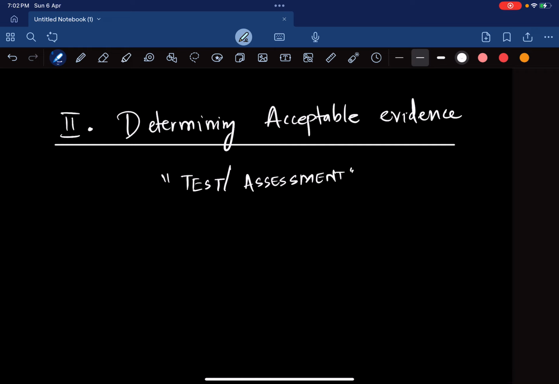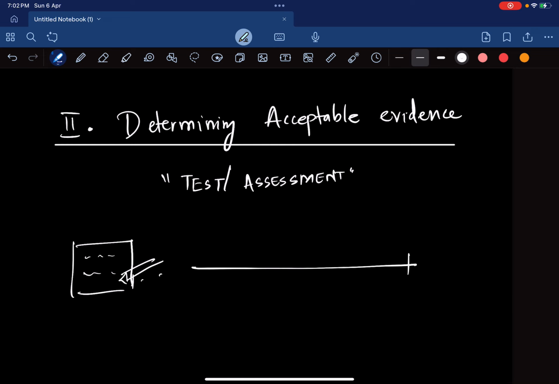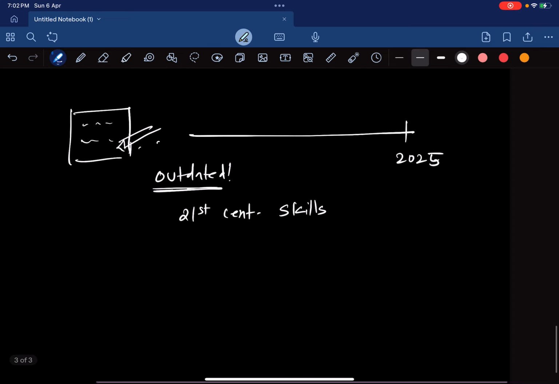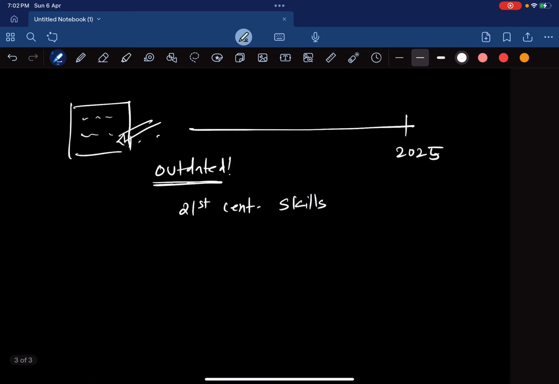Now, when I say a test, the most common image that pops up in our mind is a pen and paper test. But in 2025, this is outdated. Or rather, it does not address the 21st century skills that we are trying to impart to the learners. So, what is assessment? Is there a hard and fast rule for how an assessment should look like?